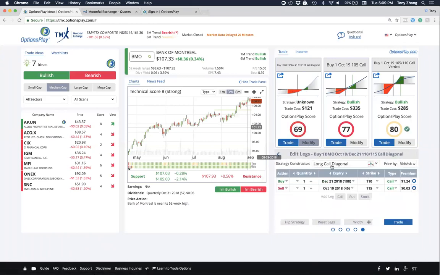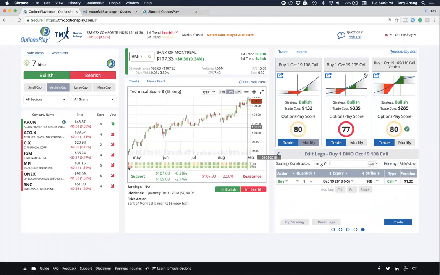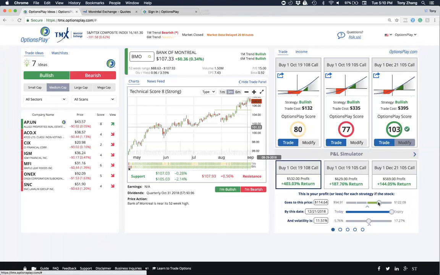So let's say you wanted to compare an October 108 call to an October 105 call, and you want to compare that to, let's say, a December 105 call. You can put the three side by side, use our P&L simulator, and say I think the stock's going to go to 115 by a certain date. Let's say you think it's going to do that by November. Then you can actually compare these three strategies.